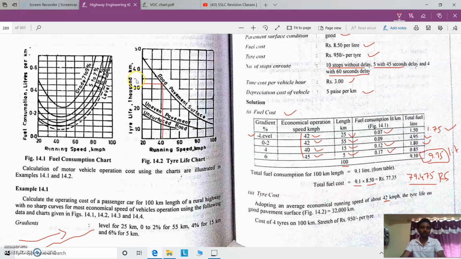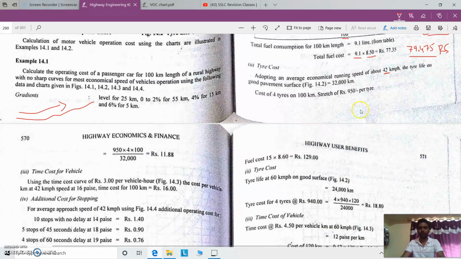32,000 kilometers. The axis shows 30, 35 and 40, and between 30 and 35 it is rated at around 32,000 kilometers. The same 32,000 kilometers is obtained by referring to the graph of figure 14.2 here.